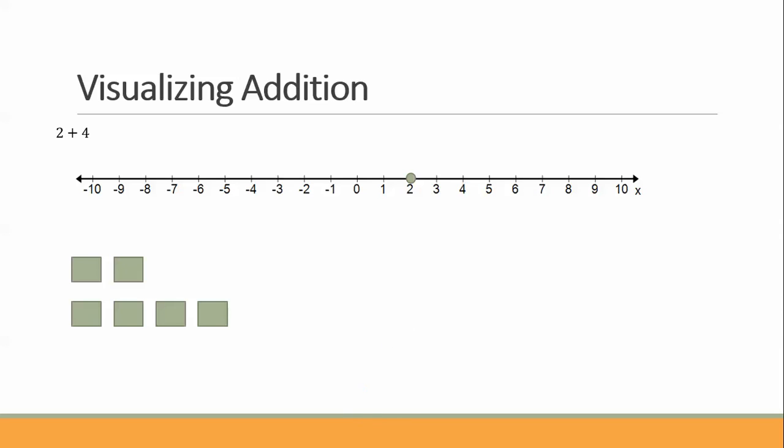Another way to visualize addition is on a number line or just using objects. So what we did before was we had 2 rectangles, 4 of the same rectangles, and we did 1, 2, 3, 4, 5, 6. So we have 6 rectangles.